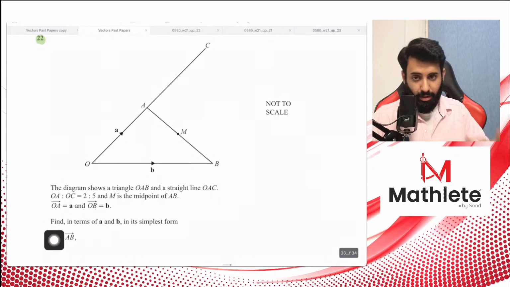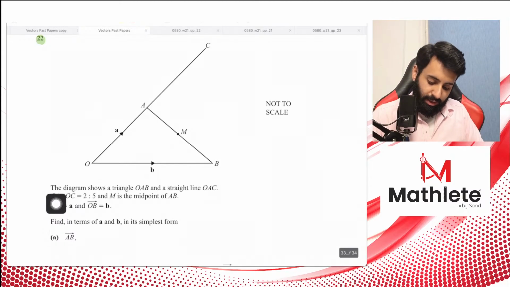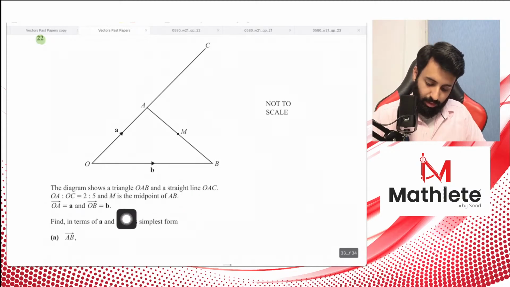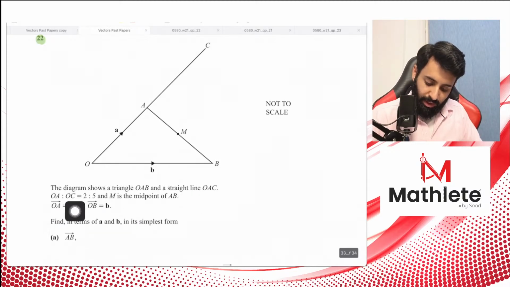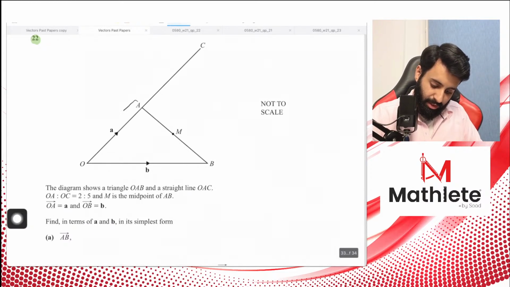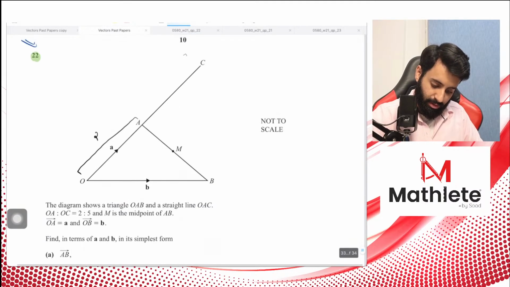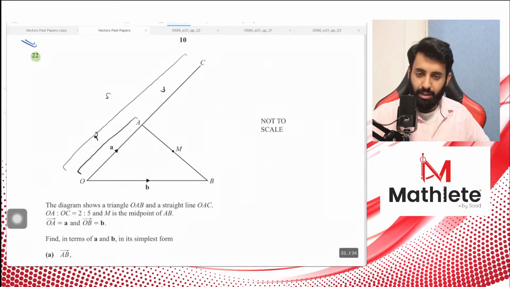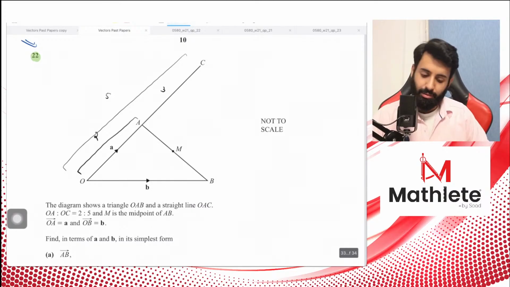Now I'm going to read it again, and see what I can mark. It says the diagram shows triangle OAB, a straight line OAC. OA and OC are in the ratio 2:5. Now we already know that OA is equal to A. So that means this is 2 parts. And this is how many parts? This is 5 parts. That means if I want to find AC, it is going to be 3 parts. But be careful.